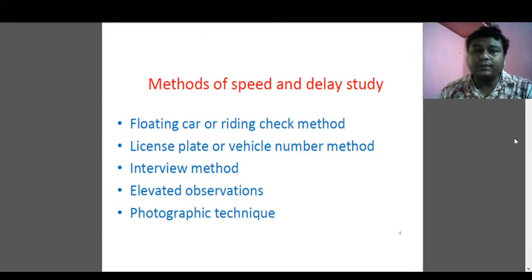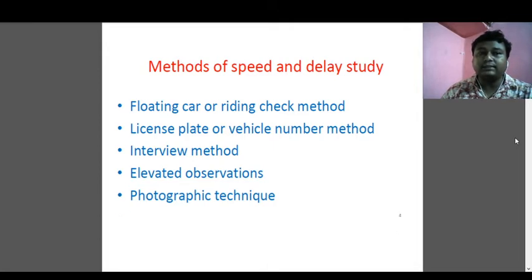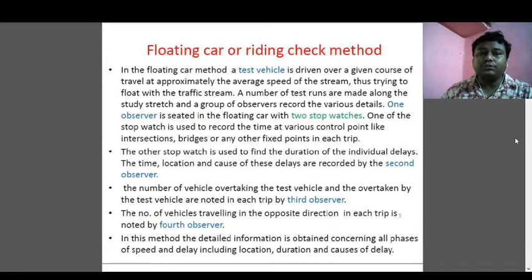Methods of speed and delay. As I discussed, there are various types of methods: the floating car method, license plate method, interview method, elevated observation, and photographic technique. Now we will discuss one by one the details about each method. First we will discuss the floating car method. So what is the floating car method?